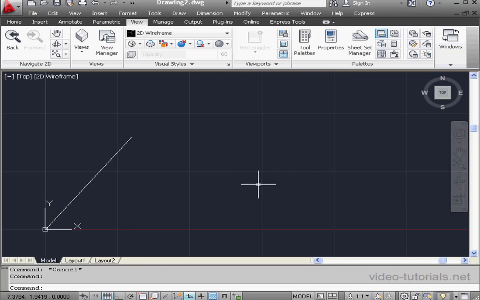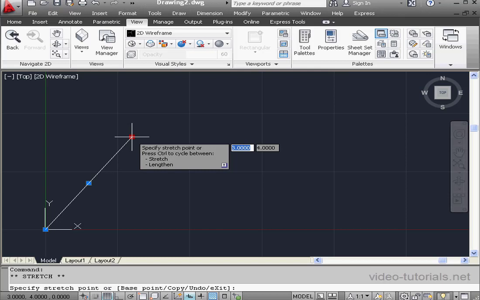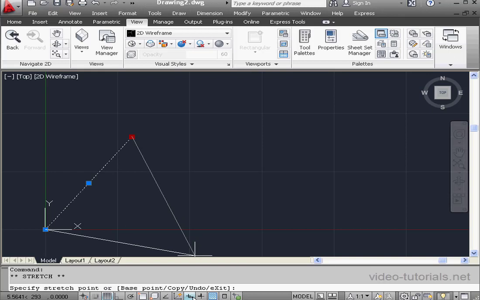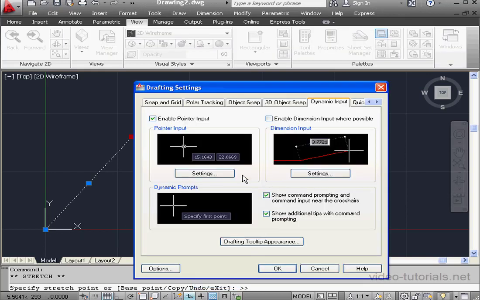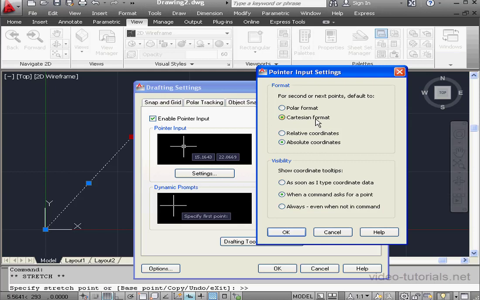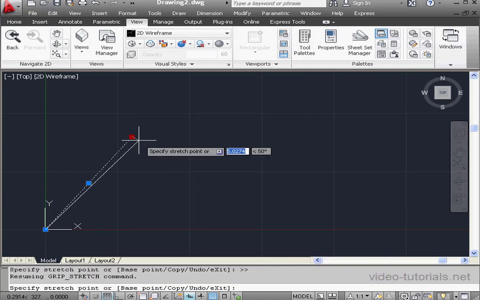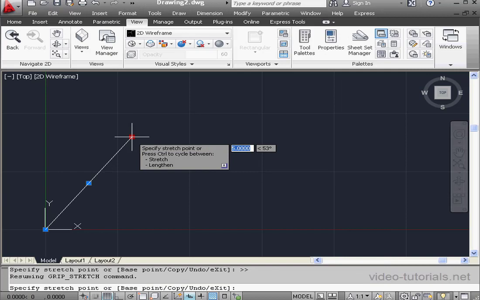Okay, I'm going to select the line and left-click on this handle. Currently, we're working in Cartesian coordinates. This point's located at 3 units in the positive x direction and 4 units in the positive y direction. Let's right-click on the Dynamic Input toggle in the status bar, scroll to Settings, click Settings under Pointer Input, and let's switch to Polar Format. Click OK and OK again. Now we have the location of this point displayed in a polar coordinate format, 5, 53 degrees.